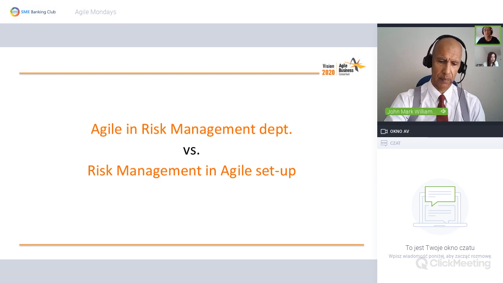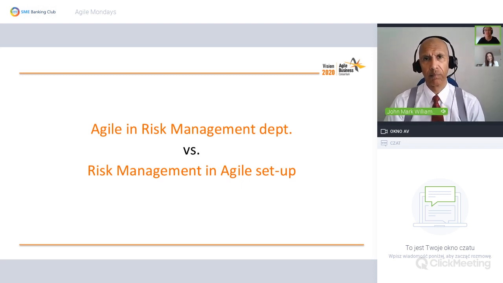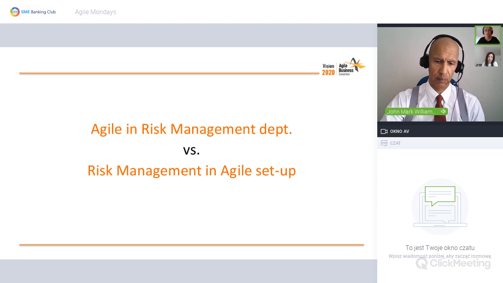The reason we want to make this differentiation is that the contents might differ and the approach to it might differ. So as we are invited here by Elena, representative of the SME Banking Club, we will start with the first one: how do you fit in an agile structure as a risk department within the bank? And we would like to propose to you, starting from here, to discuss next week how you do risk management in agile projects as a more general topic.